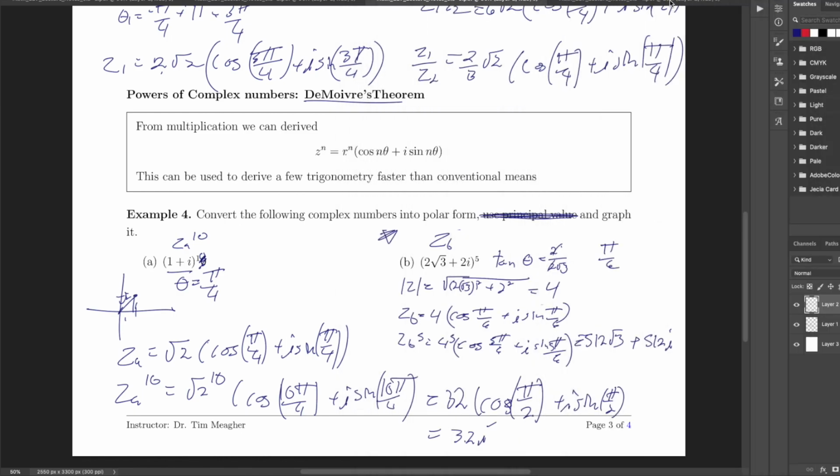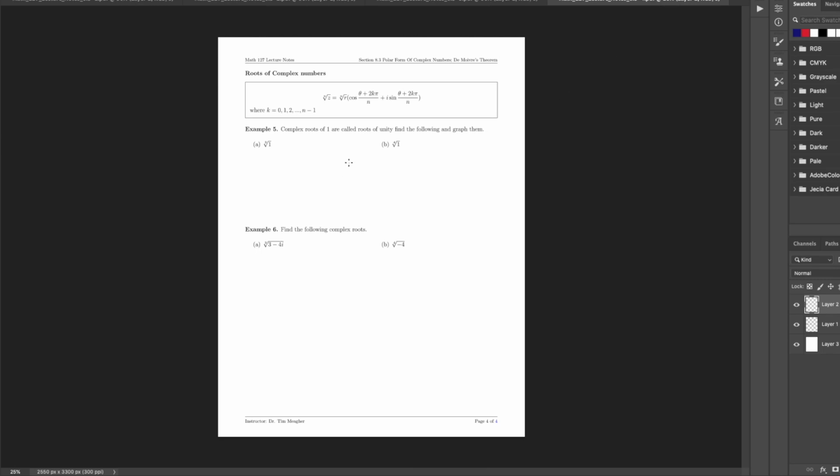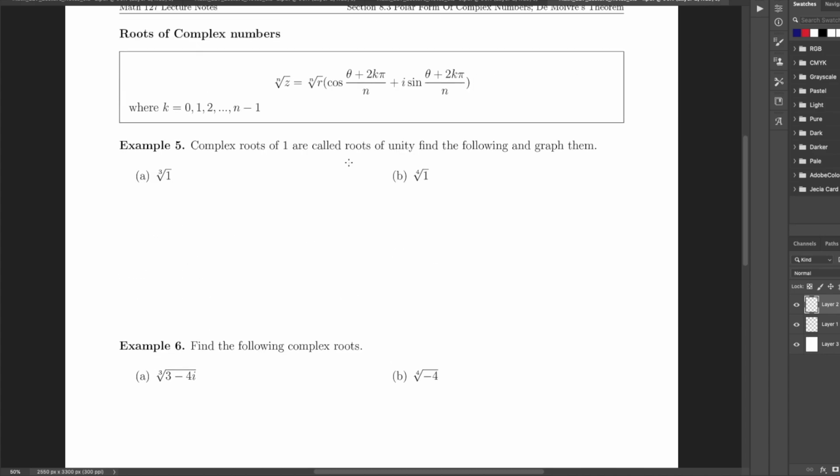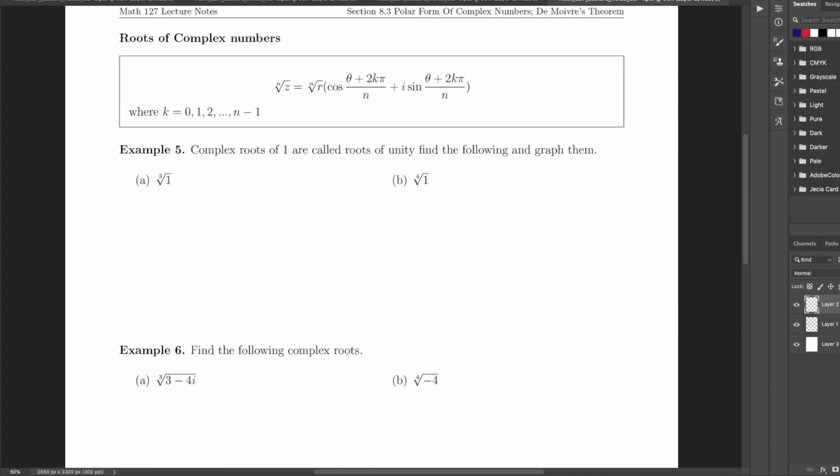Let's just do the last little bit. Alright, so let's talk about roots of complex numbers. And so, we can do this backwards, right?